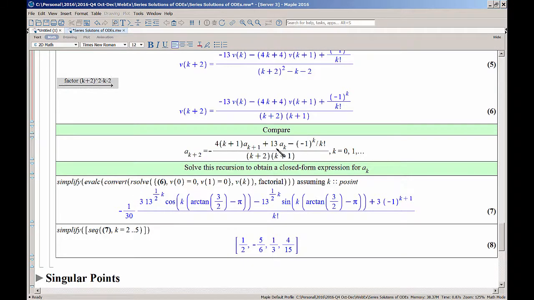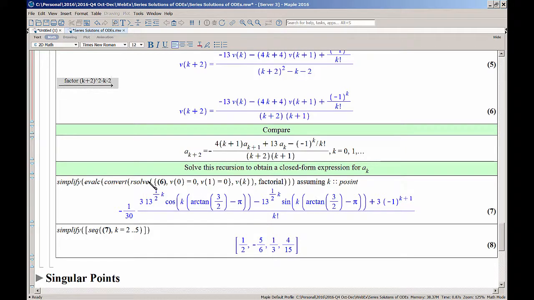It turns out that for this example, this recurrence can be solved in closed form. And you use the rsolve command. So you apply the rsolve command to this recurrence equation, and you can see the form the recurrence equation has to take. Initial conditions, v at 0 is 0, v at 1 is 0, so I'm setting the initial condition problem.